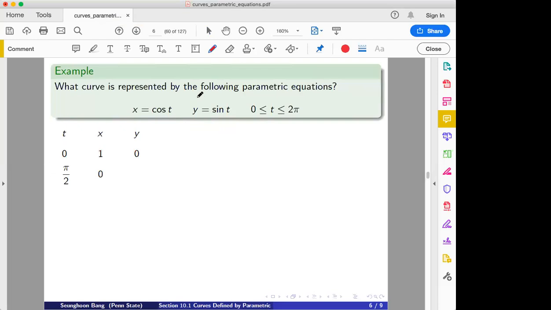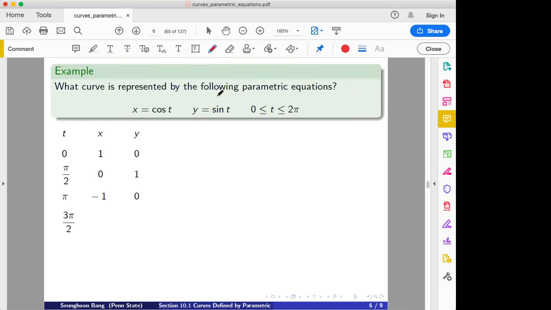The sine of pi over 4 is the square root of 2 over 2. The sine of pi over 2 is 1. What's the cosine of pi? The cosine of pi is negative 1. What's the sine of pi? It's 0.